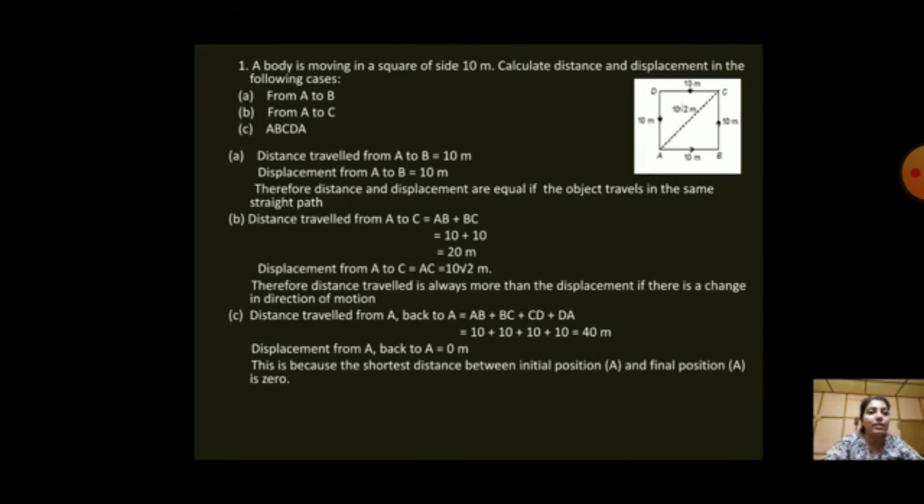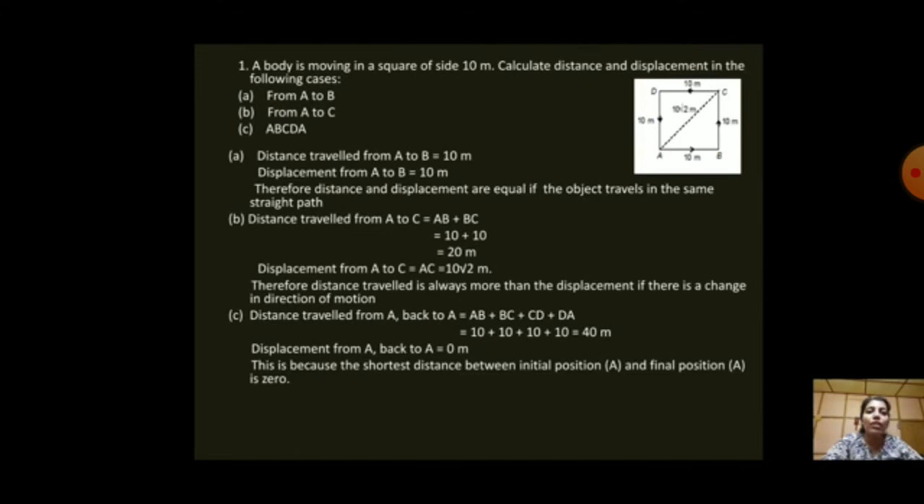Okay. However, displacement is the shortest path. So you just take a straight line, join A and C. So that is the diagonal of this square. So we can find out using Pythagoras theorem. Hypotenuse square is equal to base square plus perpendicular square. Using that theorem, we can find out AC is equal to square root of 10 square plus 10 square. That means 10 root 2 meters.